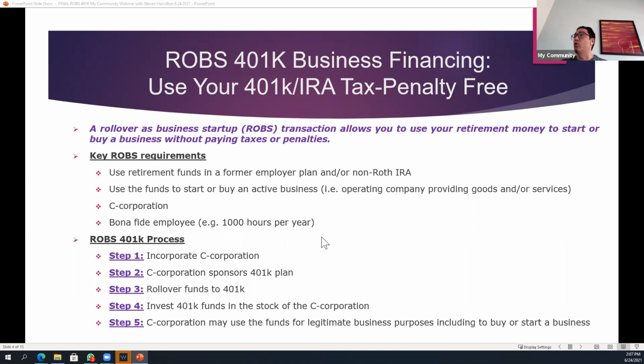So the money is now in the C corporation bank account. The company can use those funds for any type of legitimate purpose, including buying or starting a business. And the money hasn't left your retirement account because you really just made an investment in the stock of your employer. So therefore, it's not a taxable distribution.